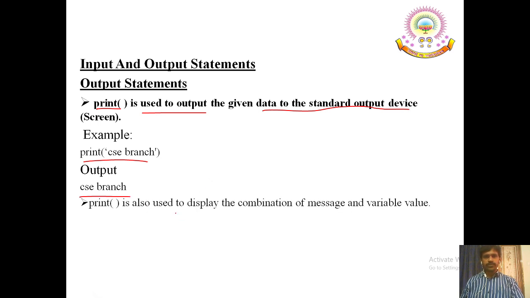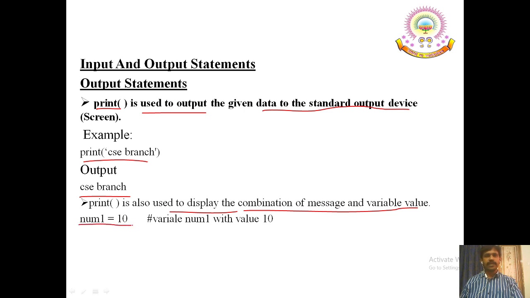Print is also used to display the combination of message and variable value. These two, a message and a value, can be combinedly displayed on the screen using the print function, but we have to use the concatenation symbol plus, which is used in Java, not in C or C++. See, num1 is equal to 10.